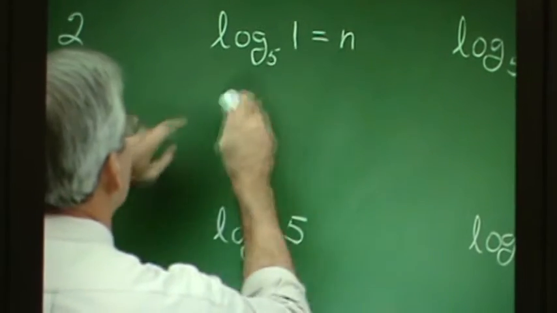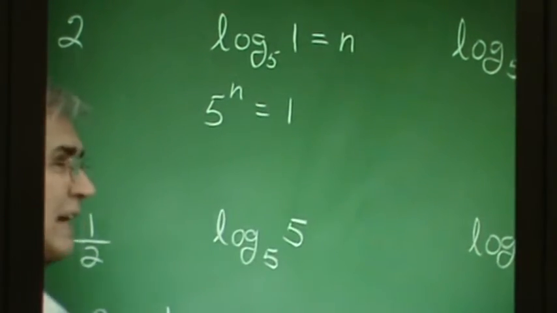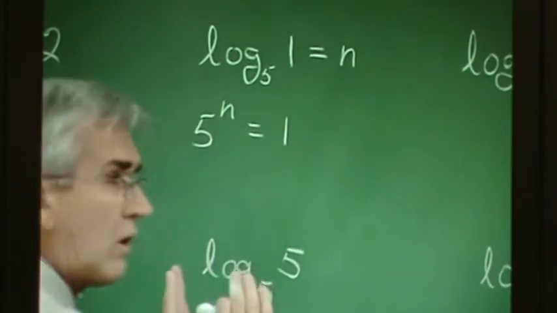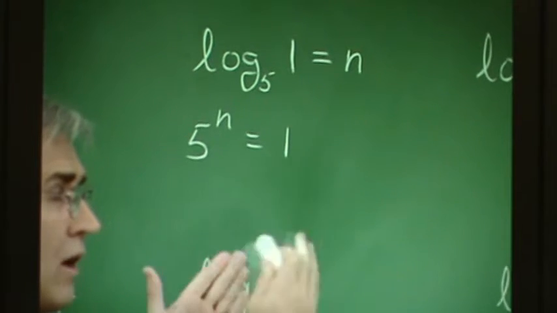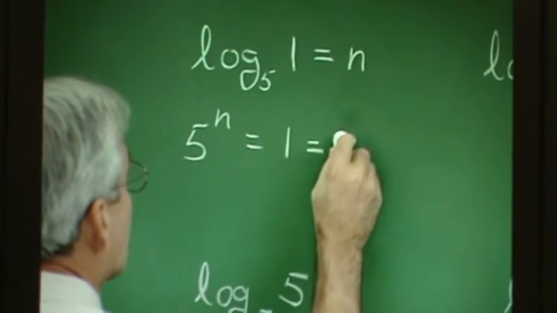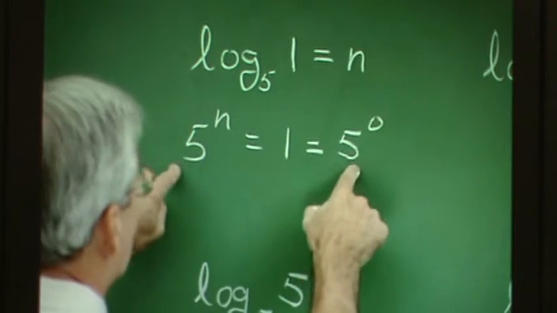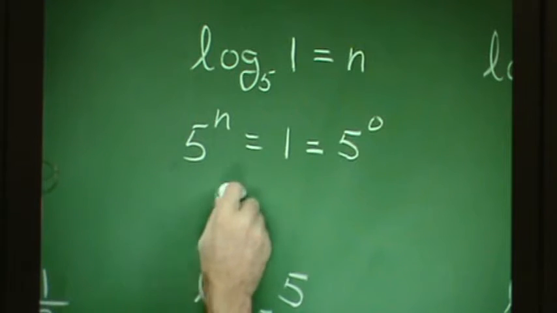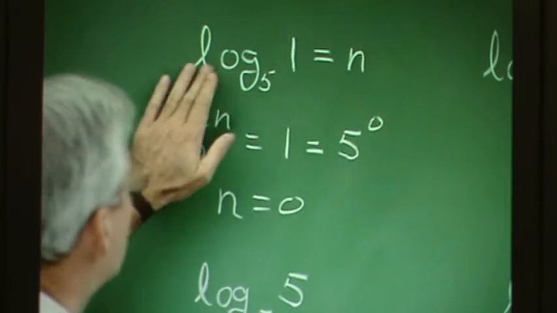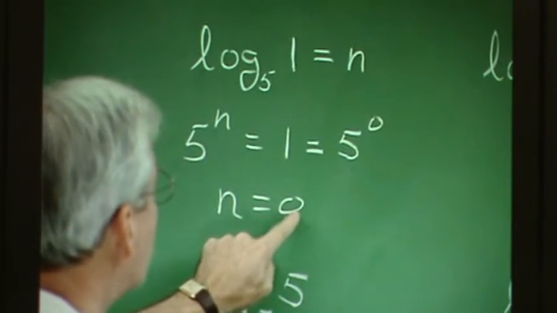We have 5 to the n power equals 1. Now, this doesn't seem to help us very much until we realize that an exponent of 0 on any base is simply 1. So this 1 can be written as 5 to the 0 power. And with that, since the bases are alike, we set the exponents equal to one another, and n is equal to 0 right quick. So the logarithm of 1 is always going to be equal to 0.